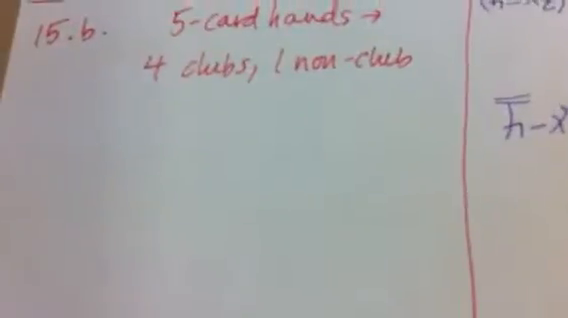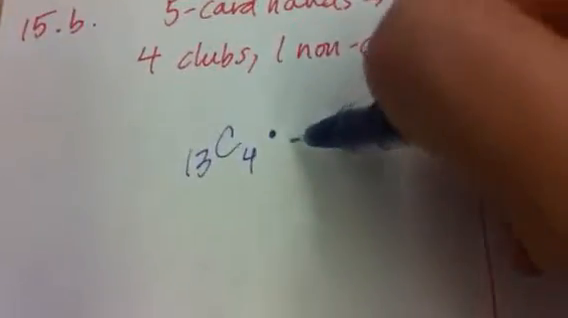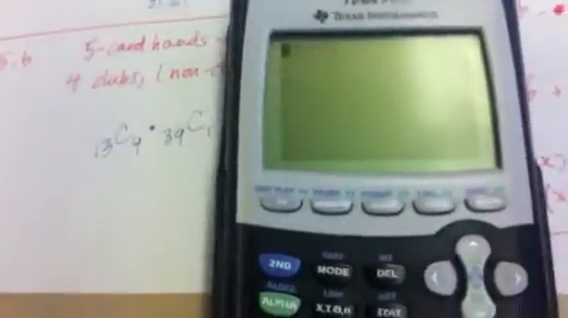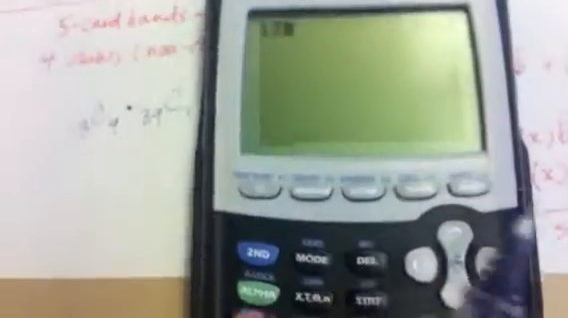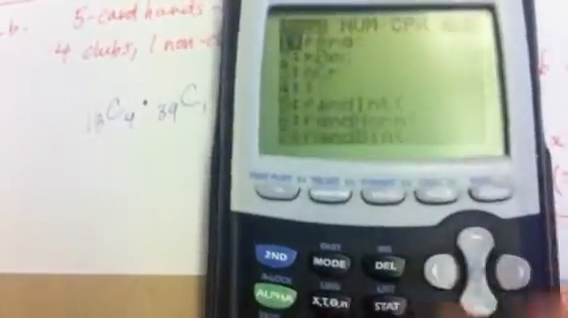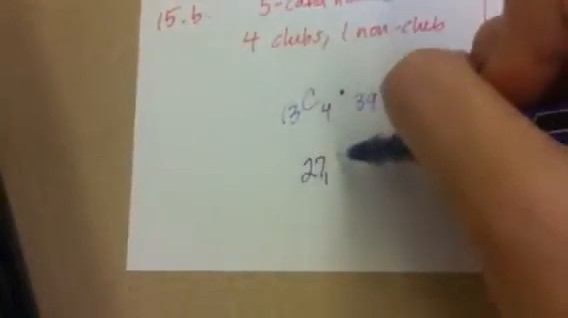So for here, I want 4 clubs. So there are 13 to choose from, and I need 4, times, well, how many are non-clubs? We said 39, and I want 1 of them. So that's what I'm plugging in. So I'm going to do 13 C4 times 39 C1, and I get that number, 27,885. There you go.